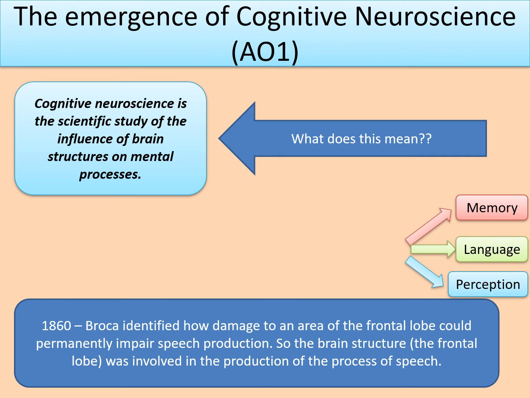So this is the last part of the AO1. There's a lot, isn't there? The cognitive approach has a lot of information. The last part is the emergence of cognitive neuroscience. So cognitive neuroscience is the scientific study of the influence of brain structures on mental processes.